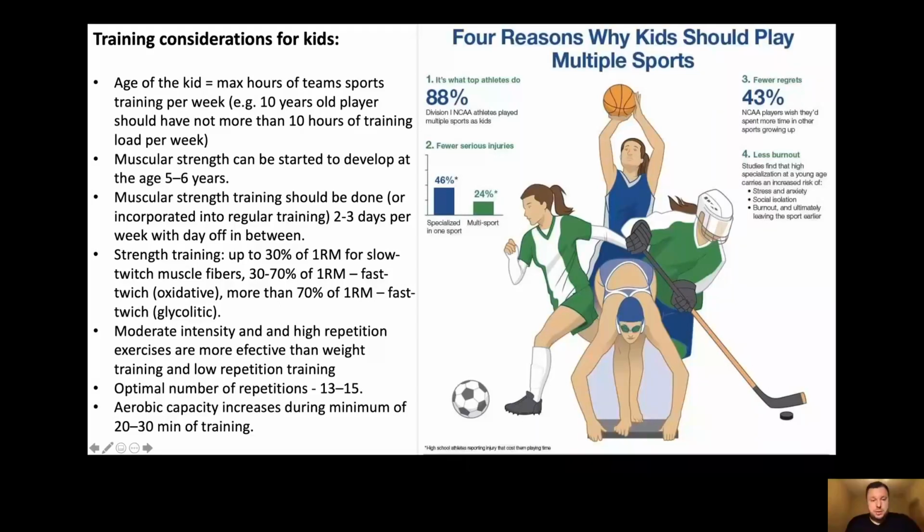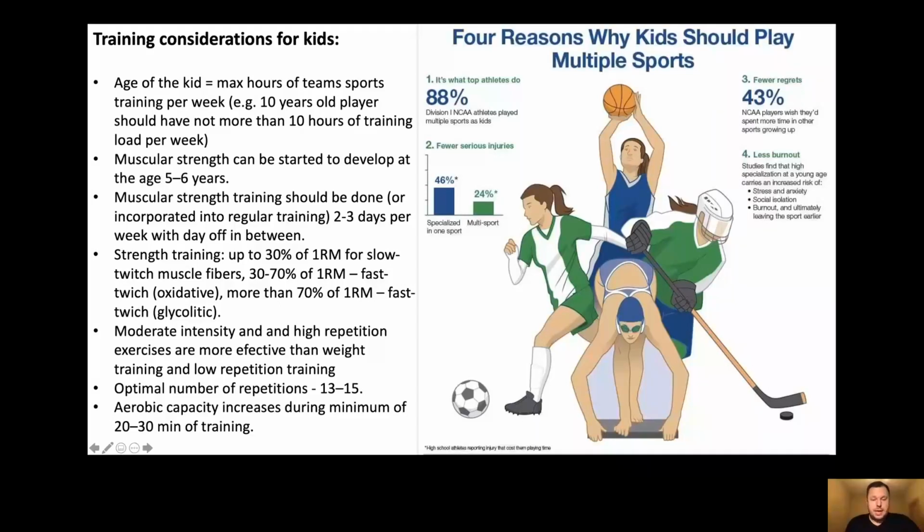So strength training is up to 30% of one repetition maximum for slow twitch muscle fibers. From 30 to 70% is fast twitch oxidative muscle fibers, and more than 70% of one repetition maximum is fast twitch glycolytic. So moderate intensity and high repetition exercises are more effective than weight training and low repetition training. The optimal number of repetitions is from 13 to 15 repetitions in one set.